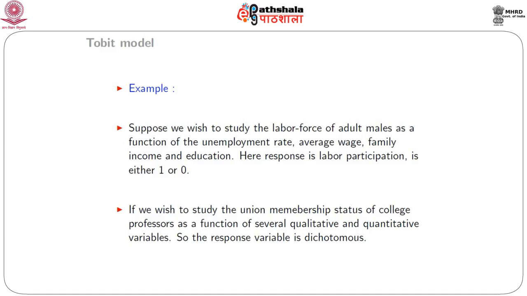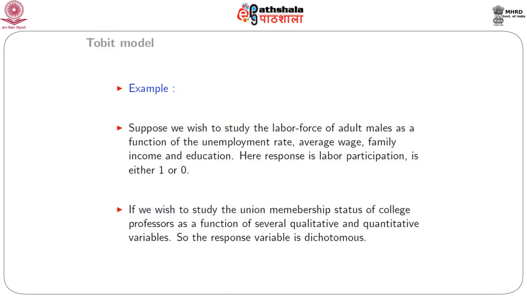Another example could be that we wish to study membership status of college professors as a function of several qualitative and quantitative predictors. So, a college professor can either be a member of a union, which will denote the value 1, and can be not a member of a union, which will be denoted by 0. So, our predictor variables are continuous variables. However, the dependent variable here takes the value 0 and 1 and is dichotomous.